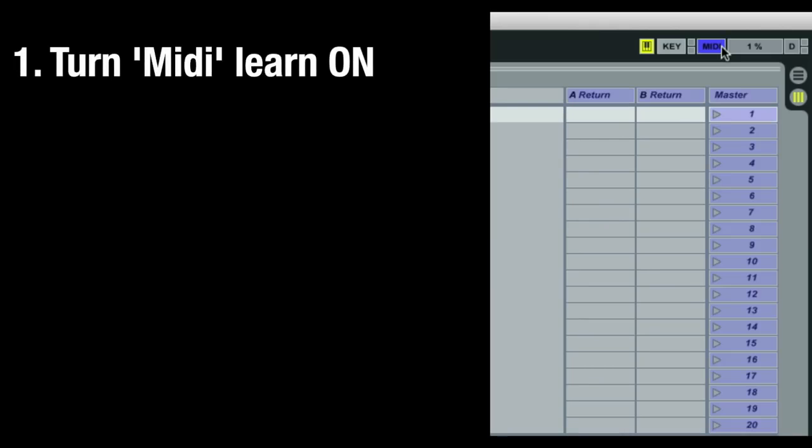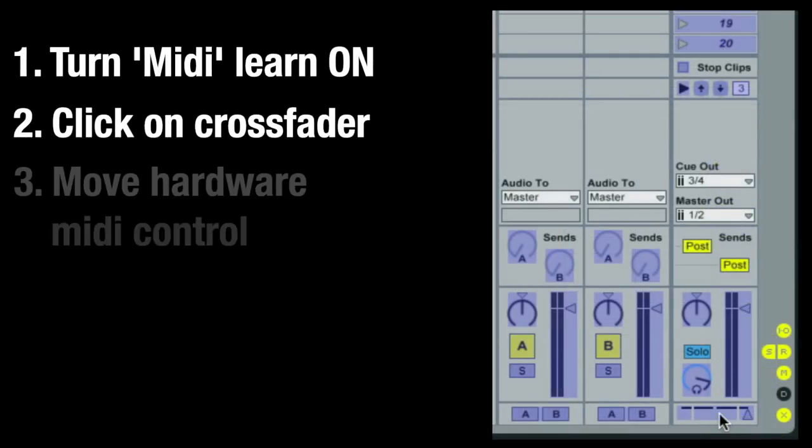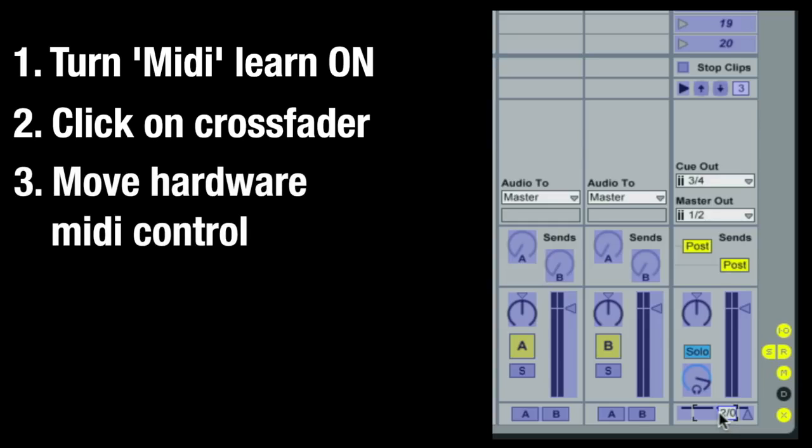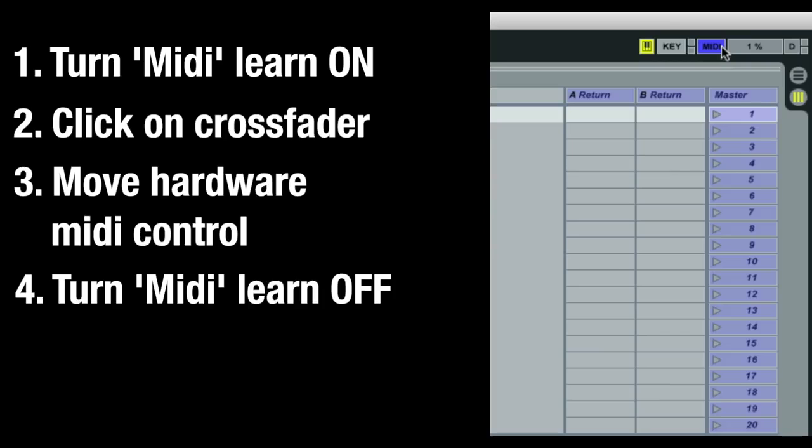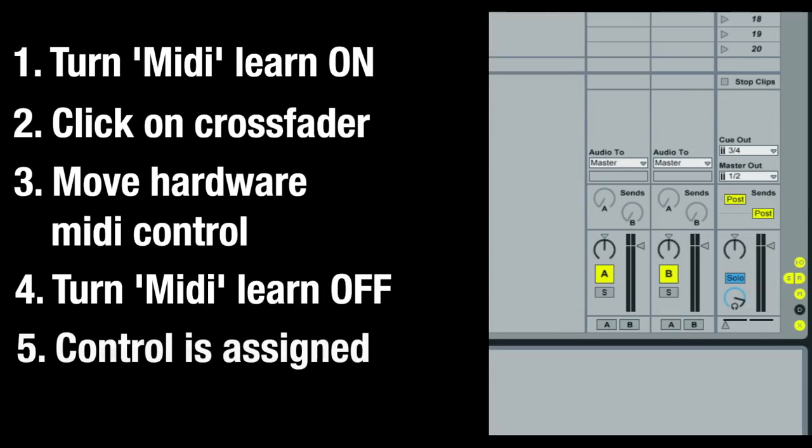To do this, click on MIDI to activate MIDI Learn, click on the crossfader in Live, move the hardware control you wish to assign, click on MIDI to turn MIDI Learn off, and the controls will be assigned. This is the same procedure for any other MIDI controls you wish to add to your set.